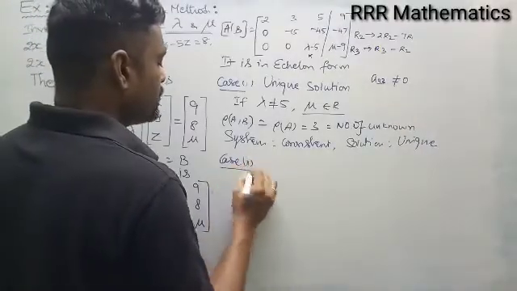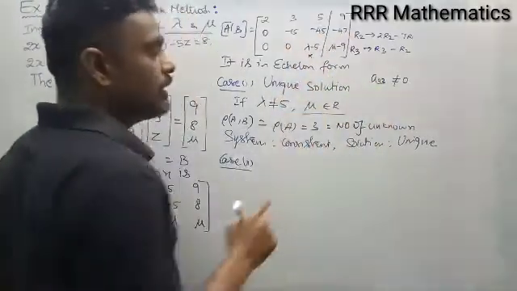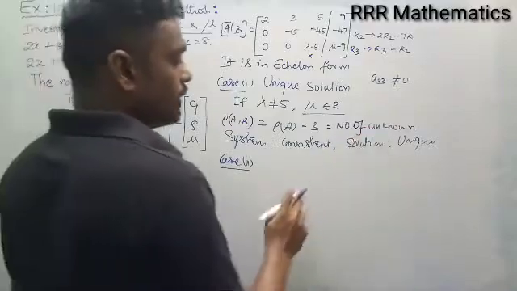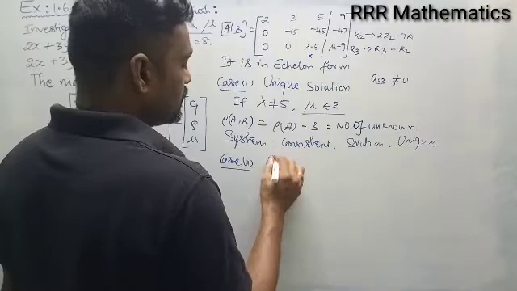Case 2. Particularly for 3 equations and 3 variables, if the position A33 is not equal to 0, with this condition the rank of A comma B and the rank of A are equal and equal to the number of variables or unknowns. System consistent, unique solution. Now, no solution we will discuss.